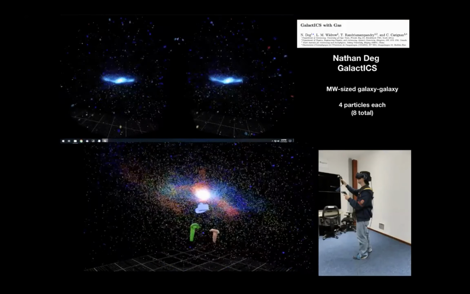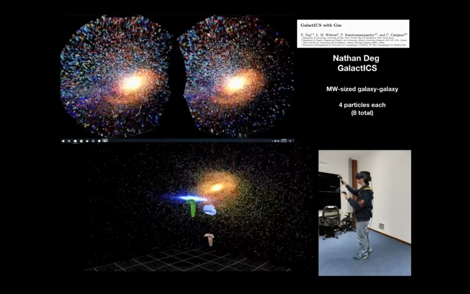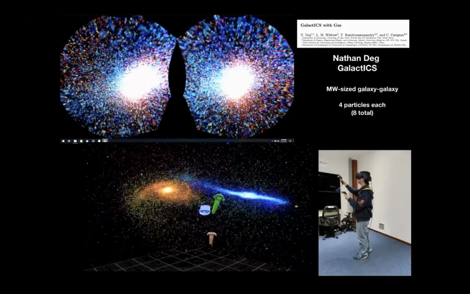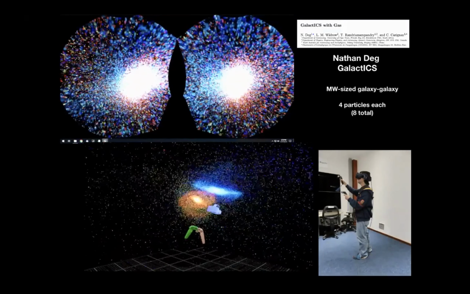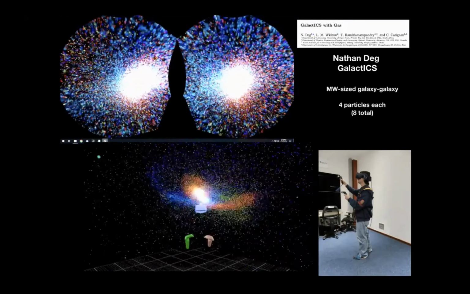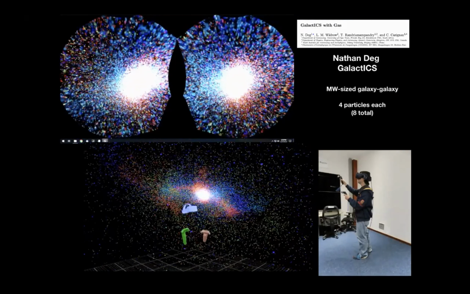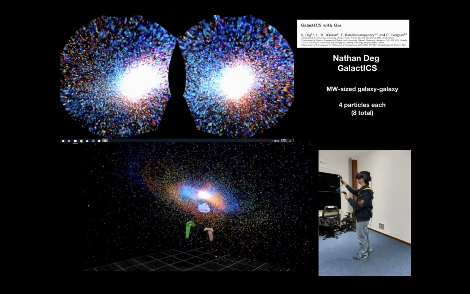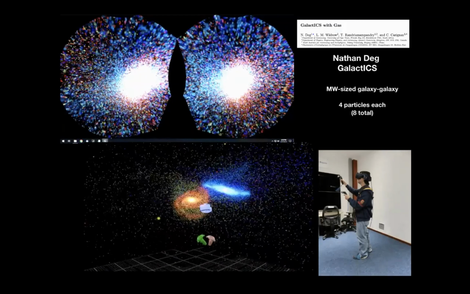He actually has his headset on. He's got his little controllers. And you can see at the bottom there, that's him. That's the ghost waving the controllers around. He's actually talking into a microphone, and he's pointing things out. So he's watching 4 different particles for each galaxy, so there's 8 particles in total. There's a stellar particle, there's a gas or halo particle, there's a dark matter particle, and there's a bulge particle. And so he can see how the two are mixing.